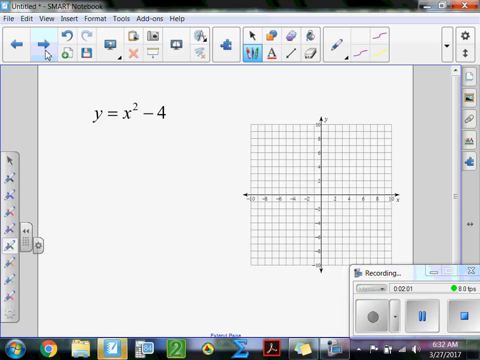Let's look at another example. Y equals x squared minus 4. You should remember from last semester and from our DRQs that this minus 4 means that my vertex is going to be down 4 from the parent function. So instead of starting at 0, 0, I'm going to start at 0, -4, and I'll put that on the graph.